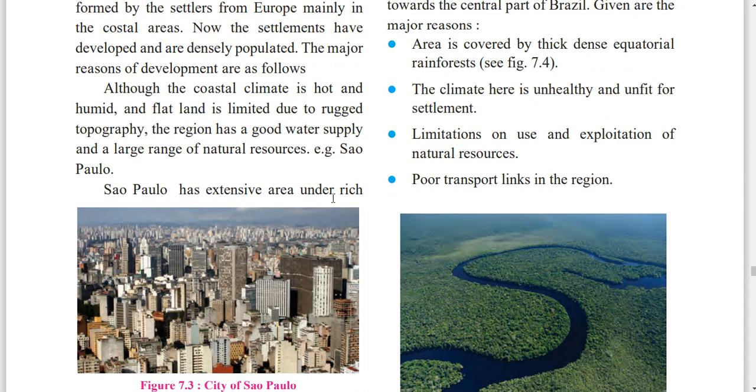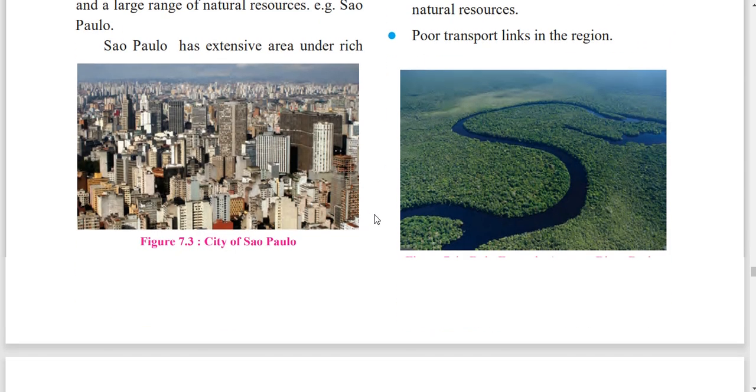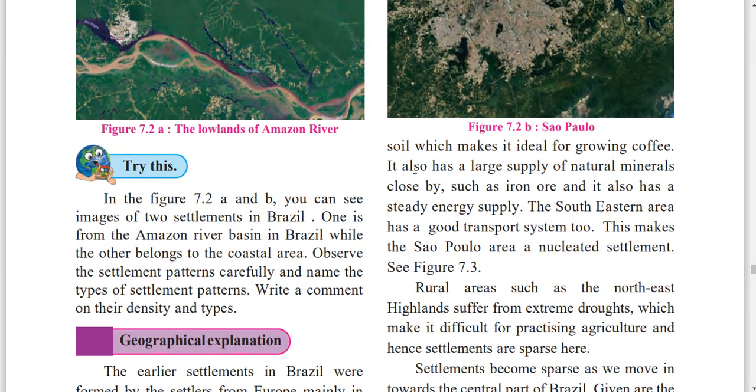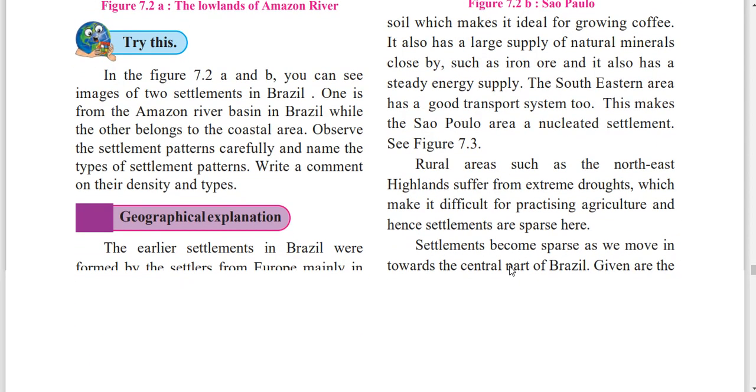Sao Paulo has extensive area under rich soil, which makes it ideal for growing coffee. It also has a large supply of natural minerals close by, such as iron ore, and it also has a steady energy supply. The southeastern area has a good transport system too. This makes the Sao Paulo area a nucleated settlement. See figure 7.3.